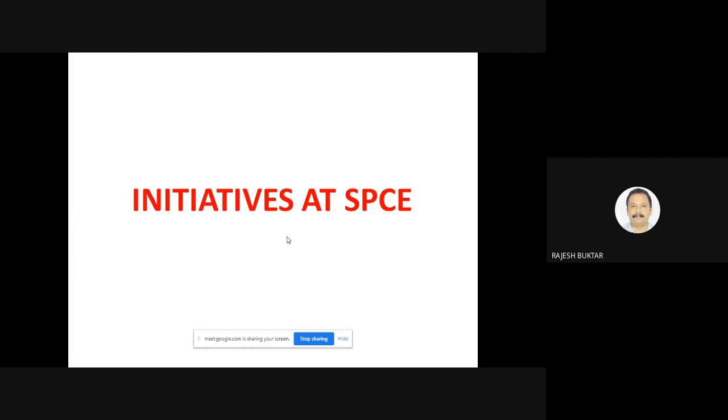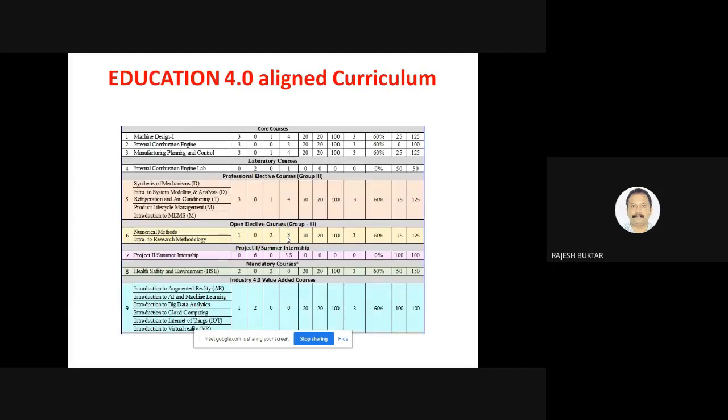And these are some of the initiatives which we have taken at SPC, which I would like to share. I think the last 4 to 5 minutes are available, so I would like to glide quickly through the initiatives. This is for the Education 4.0 aligned curriculum. At the bottom, where I'm moving my cursor: introduction to augmented reality, introduction to AI and machine learning, introduction to big data analytics, introduction to cloud computing, introduction to Internet of Things, introduction to virtual reality. These are some of the value-added courses which can be offered to the students beyond their curriculum.